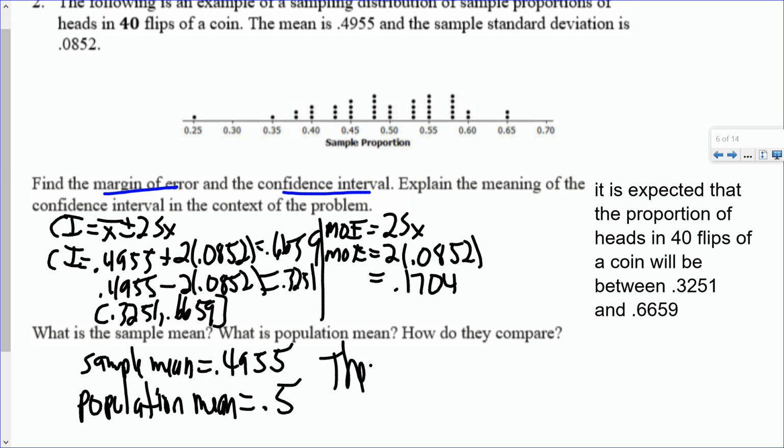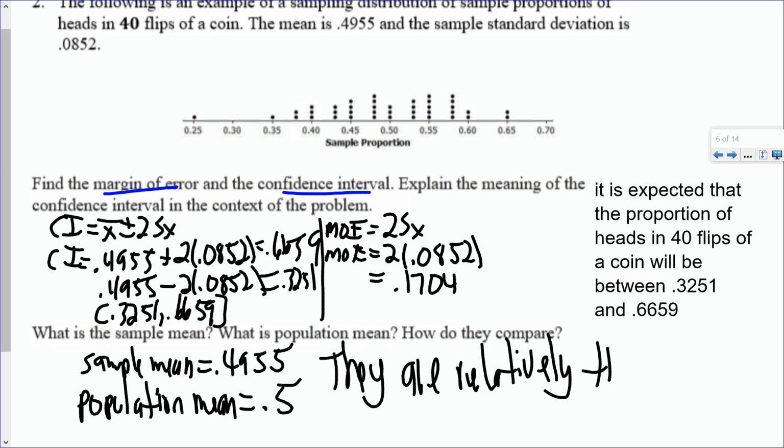They are relatively the same. The sample mean and the population mean will be relatively the same. That's the point of doing an experiment, of doing a survey, of doing whatever: your sample mean will approximate your population mean. They are approximately the same.